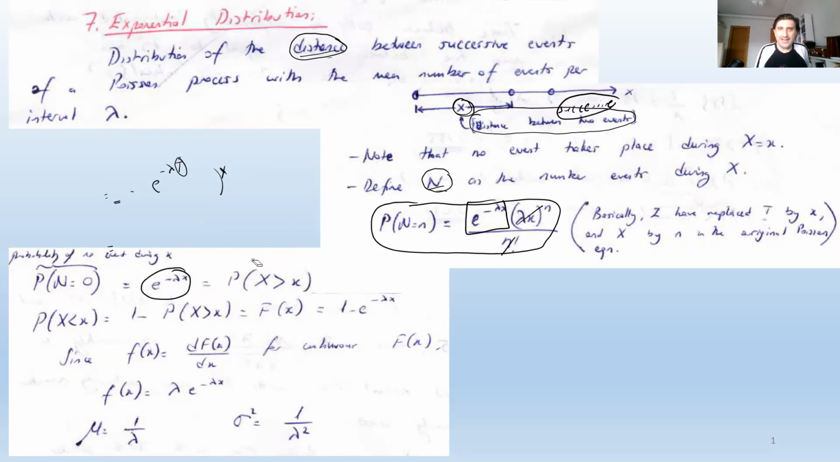But more than that, and actually maybe a little bit more difficult to see, this is going to be equal to the probability of capital X smaller than this lowercase x. What do I mean by that?